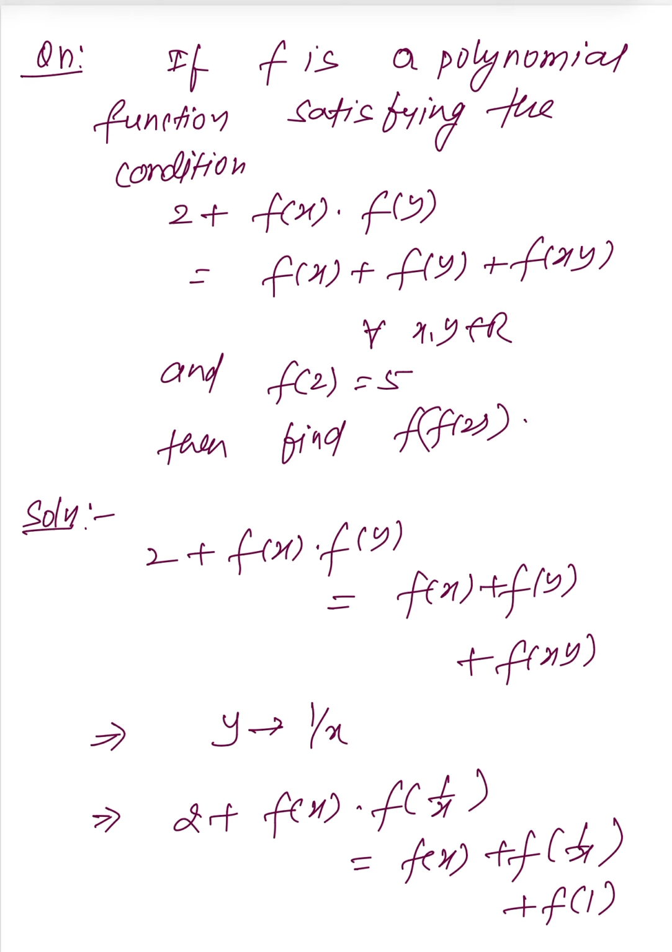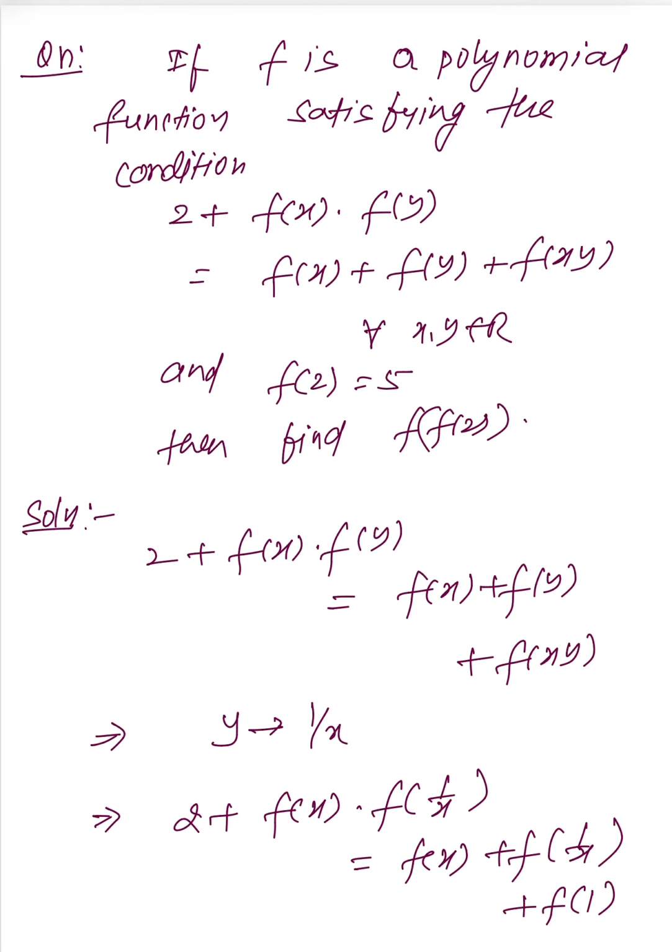Now if we prove that f(1) = 2, then we will get the required functional equation, and from there we can take f(x) = 1 ± x to the power n. But for that we need to prove f(1) = 2. Then how to prove f(1) = 2?